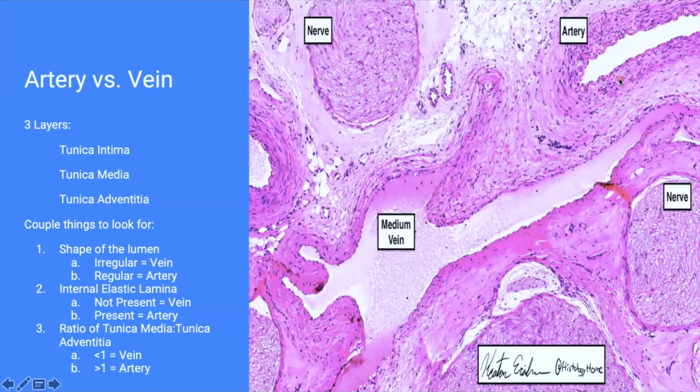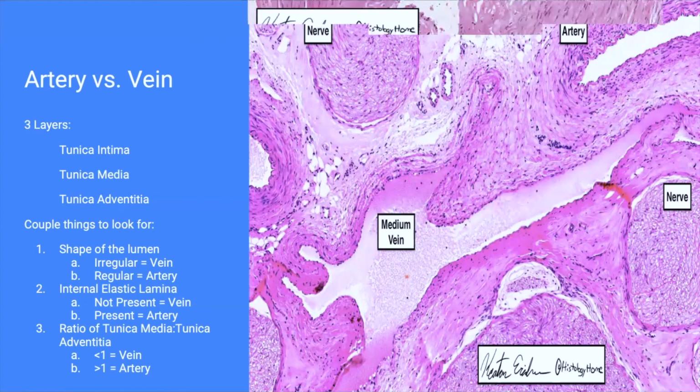So to summarize, the media layer is going to be thicker in arteries. Internal elastic lamina is going to be present in arteries, but not veins. And then also the ratio of media to adventitia is going to be larger in arteries than in veins. My final note is take a look at the lumen shape. If it's highly irregular, like this one, meaning it has turns and corners, you should think that it's most likely going to be a vein and look for some supporting material around it.